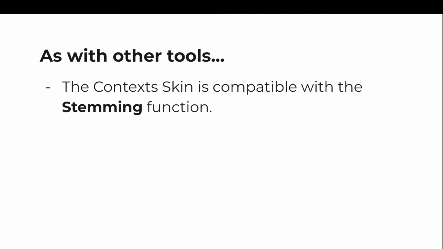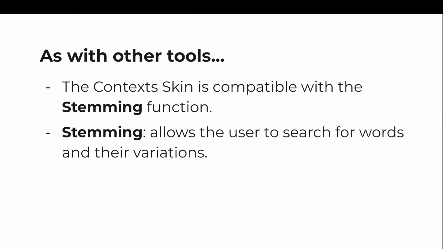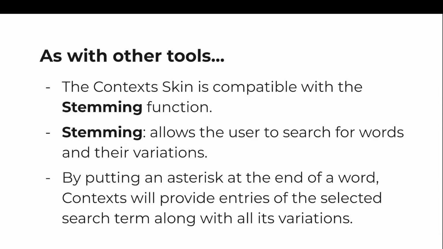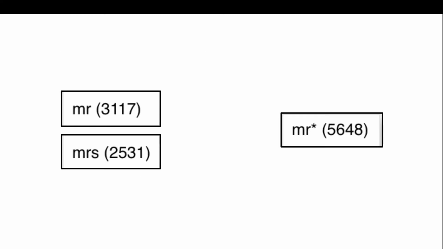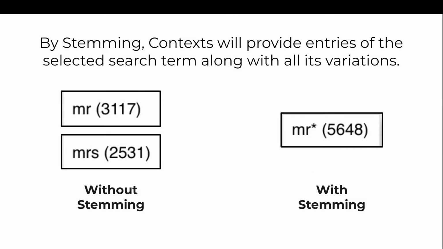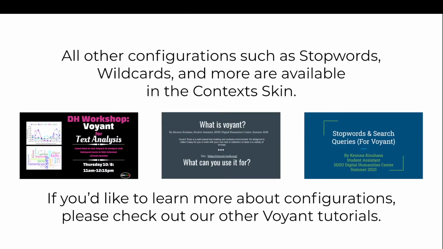As with other tools, the context skin is compatible with the stemming function. Stemming is a function that allows the user to search for words and their variations. By putting an asterisk at the end of a word, context will provide entries of the selected search term along with all of its variations. All other configurations, such as stopwords, wildcards, and more, are available in the context skin. If you'd like to learn more about configurations, please check out our other Voyant tutorials.